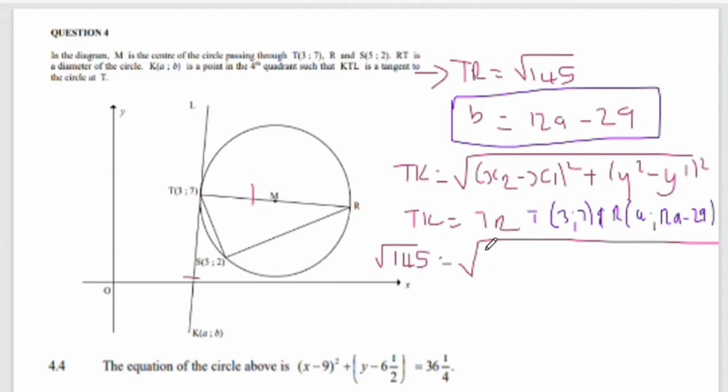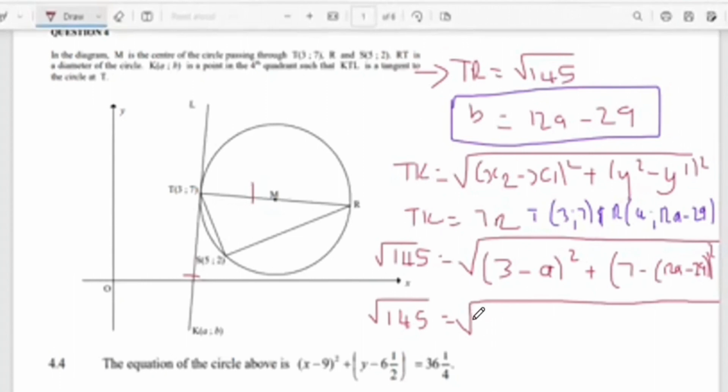Let's start by substituting our x values in. So it will be 3 minus a, squared. Let's substitute our y values in. We will get 7 minus 12a minus 29, squared. So we'll leave the square root of 145 on the left-hand side.